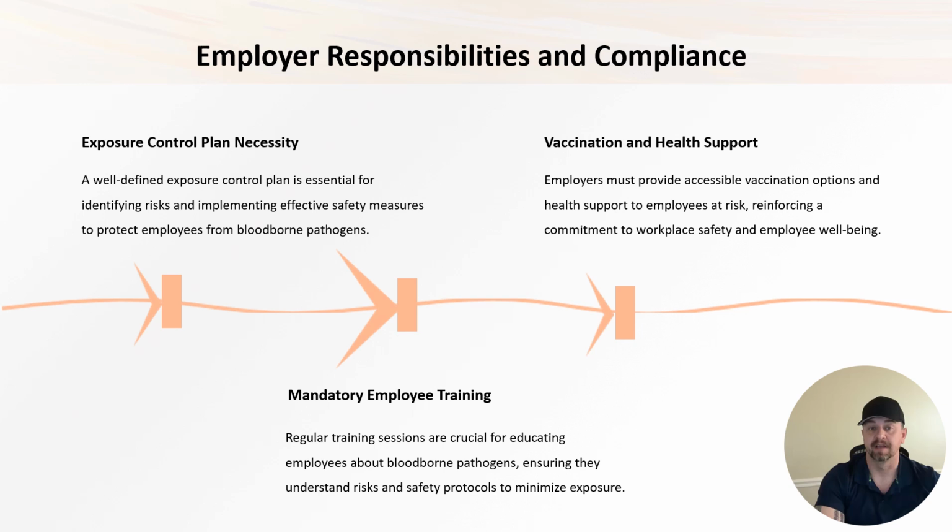Employer responsibilities and compliance. Exposure control plan necessity. A well-defined exposure control plan is essential for identifying risks and implementing effective safety measures to protect employees from bloodborne pathogens. Vaccination and health support. Employers must provide accessible vaccination options and health support to employees at risk, reinforcing a commitment to workplace safety and employee well-being. Mandatory employee training. Regular training sessions are crucial for educating employees about bloodborne pathogens, ensuring they understand risks and safety protocols to minimize exposure.